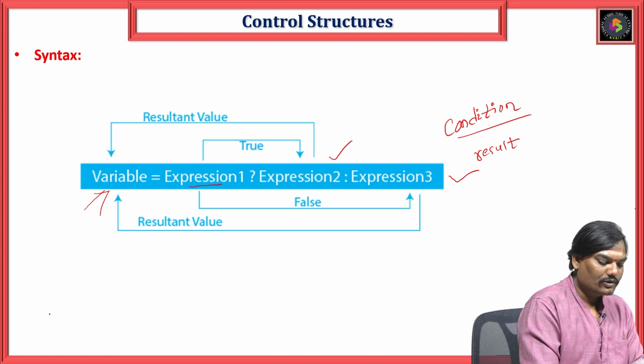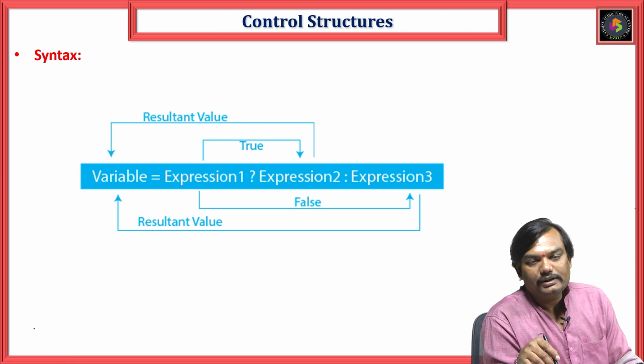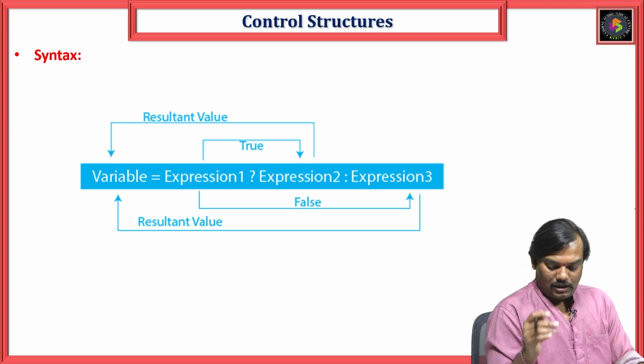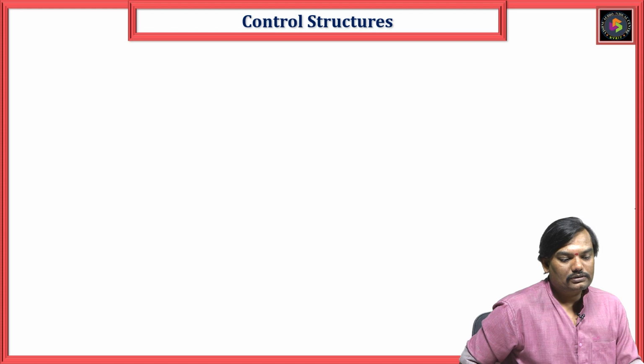So this is the basic syntax of making use of the conditional operator in a C program. Now quickly we will see how this operator works.